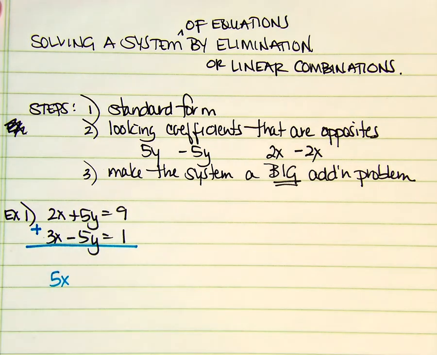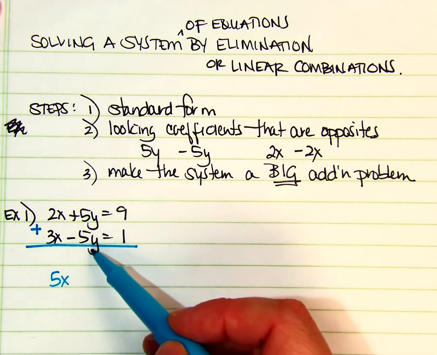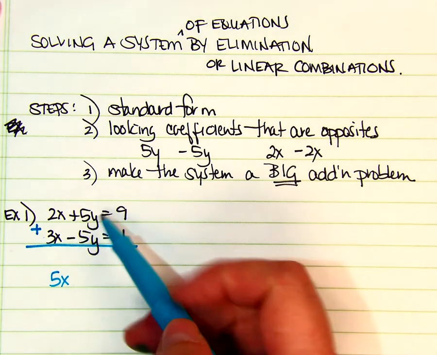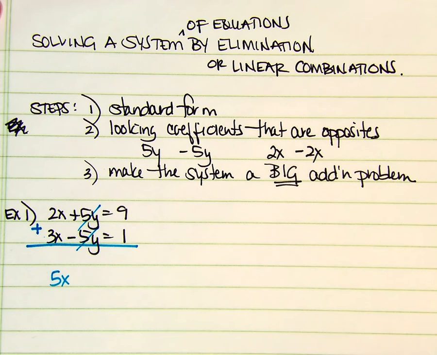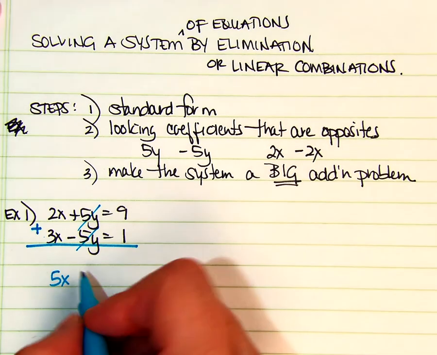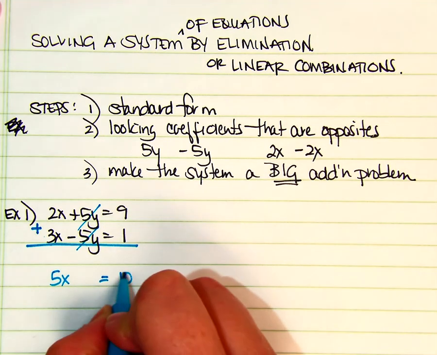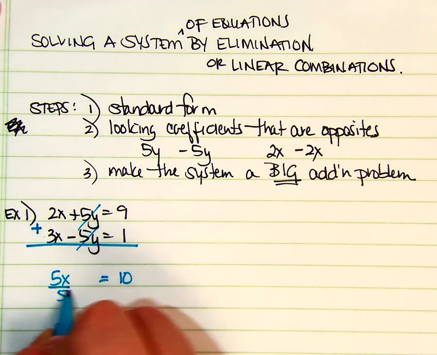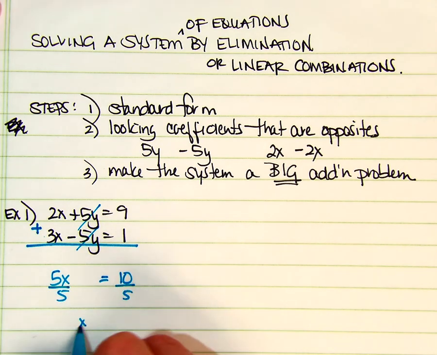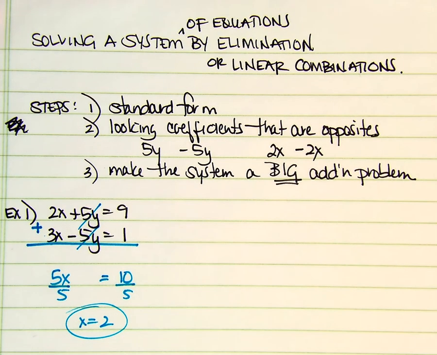It is 5x. 5y minus 5y, hence the name elimination. So you better eliminate a variable as soon as you change it to a big addition problem. Bring down your equals. 9 plus 1 gives you 10. So right now we have 5x equals 10. Divide both sides by 5. And we have half of our ordered pair already, which is x equals 2.